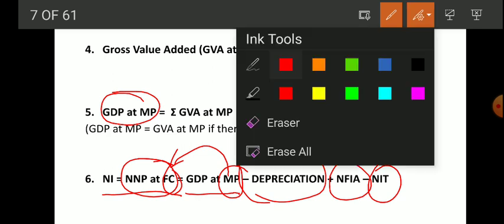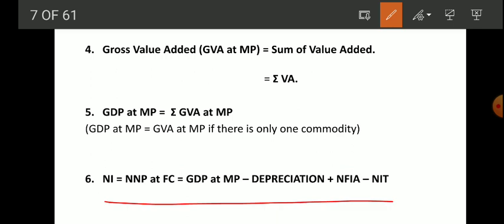So this is the formula. In this way you can calculate national income, or NNP at FC, using this value added method. You have to follow all these steps, and again it depends on the particulars or the values that are given to you. On the basis of that you have to follow the steps.